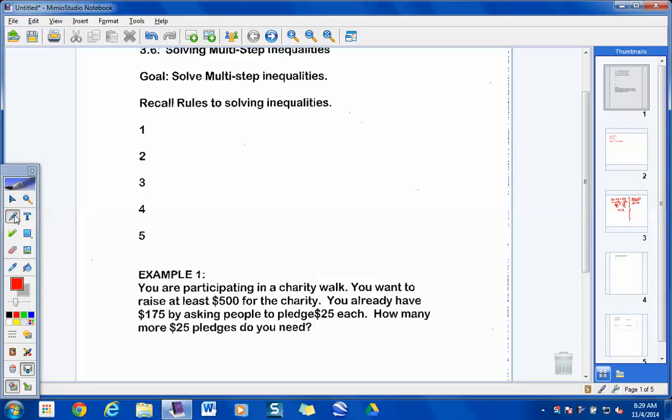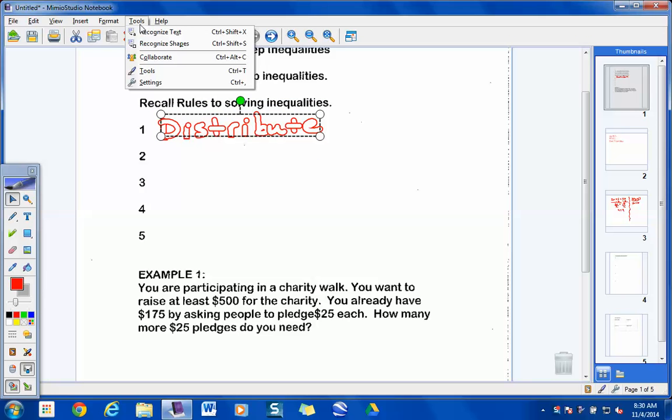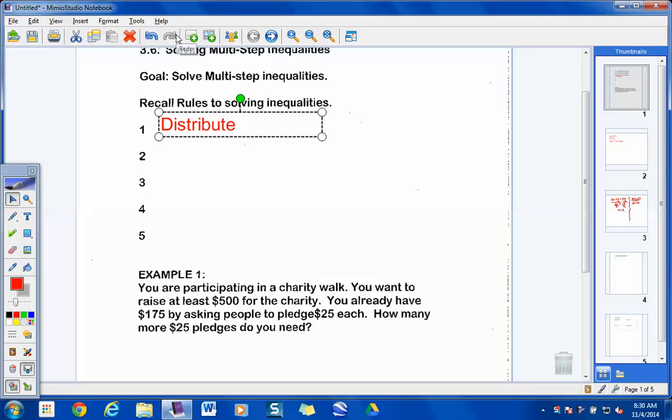Guys, rule 1, we've talked about this in the past. If you have any parentheses, what do you always have to get rid of first? You got to get rid of them. So the first rule I'm going to put down here is this. If it's possible, you always want to distribute. Okay? First rule there is to always, always, always distribute. You guys okay with that for rule 1?